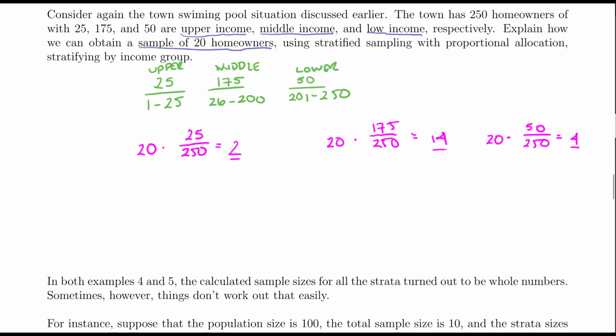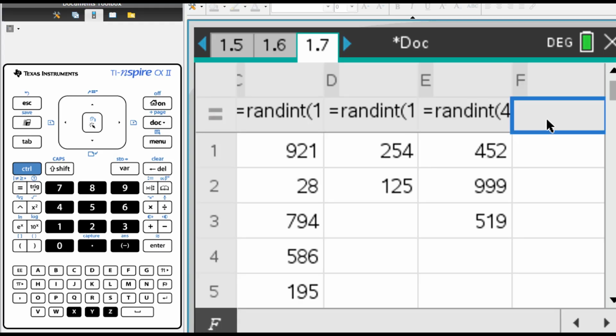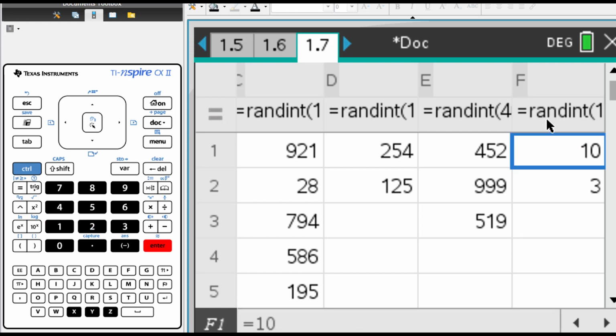We would use a random number table. We would find 2 people from the individuals numbered 1 through 25. So 1 through 25, we want 2 people. So we're going to interview persons 10 and 3.